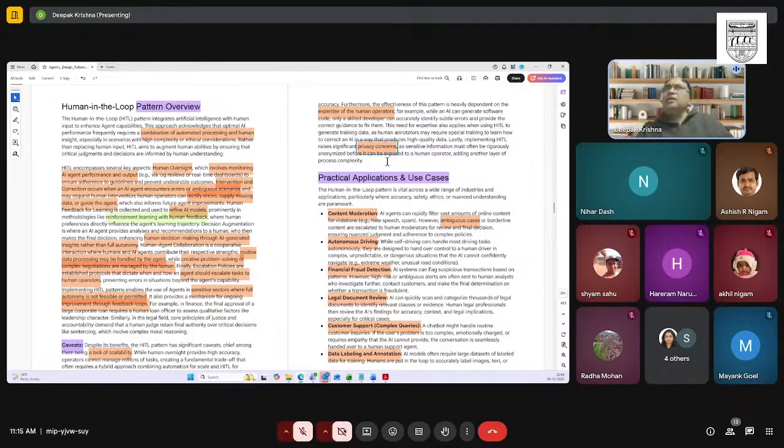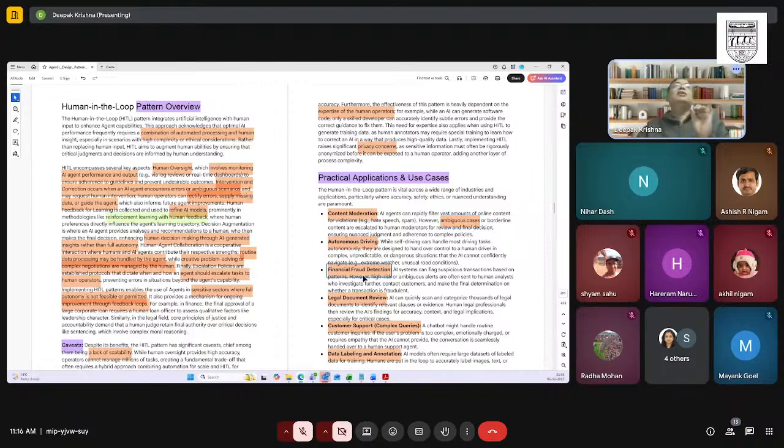Now, what are the practical applications and use cases? Number one, content moderation, like Mr. Akhil Nigam has told, right? There is a model doing some sort of activity, and when there is less confidence, right? Less confidence means what? Our model is ambiguous in its response. It's not very sure. It has less confidence in that response, right? Then in those scenarios, we need to add the human to judge that thing.